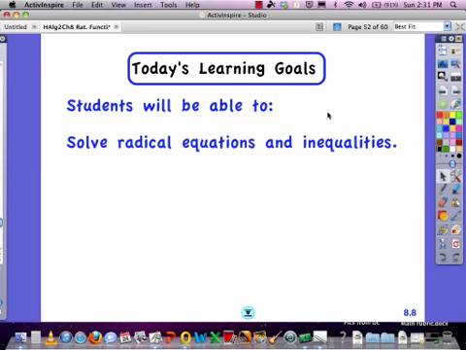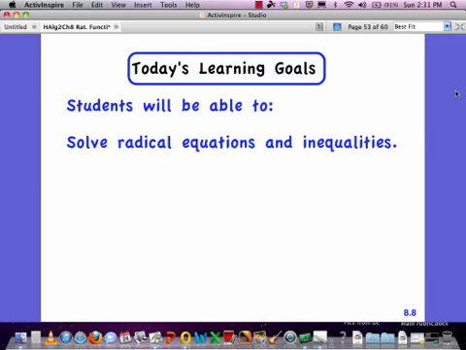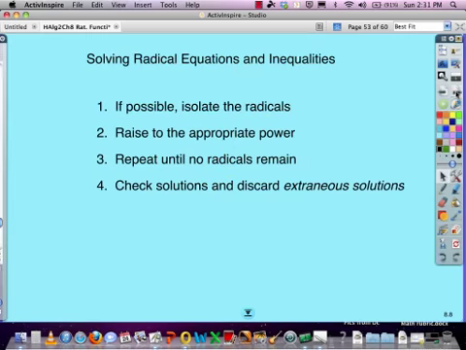Okay, our last section of this chapter on radical and rational functions, we're going to be solving more of their equations and inequalities, which we did in the middle of the chapter, but we really haven't been working with them lately. So let's get started. In order to solve radical equations, if possible, you need to isolate the radicals.